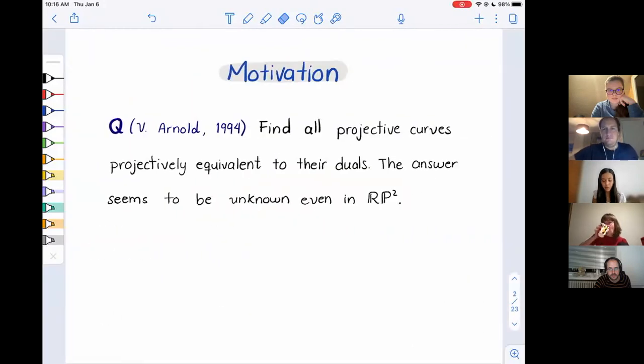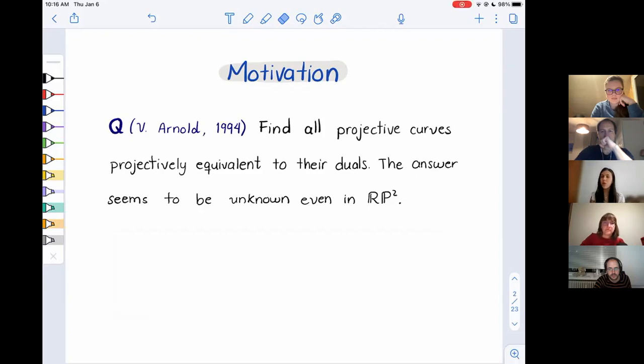Yes, so the motivation of the question about studying self-dual polygons actually comes from a question by Vladimir Arnold. He was asking to find all projective curves that are projectively equivalent to their duals. And back then in 1994, he said that the answer seems to be unknown even in RP2.